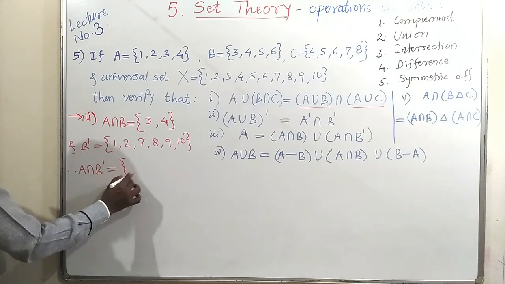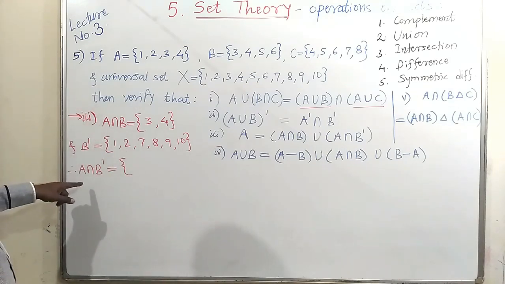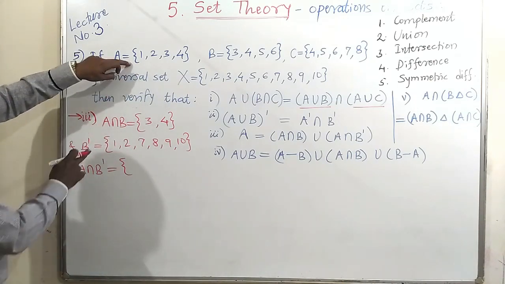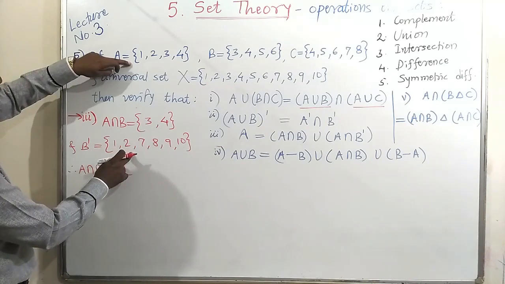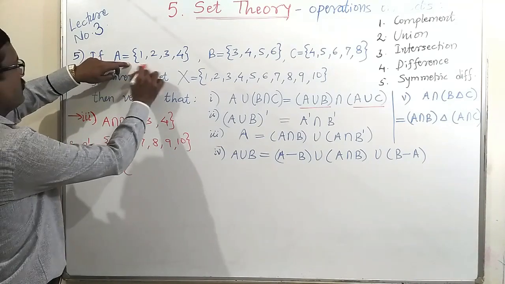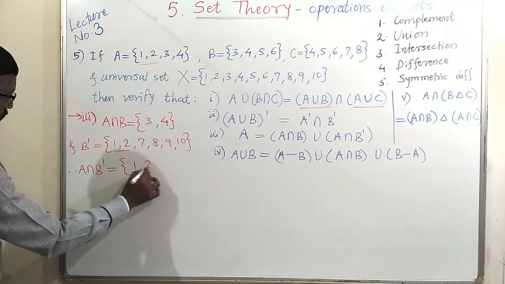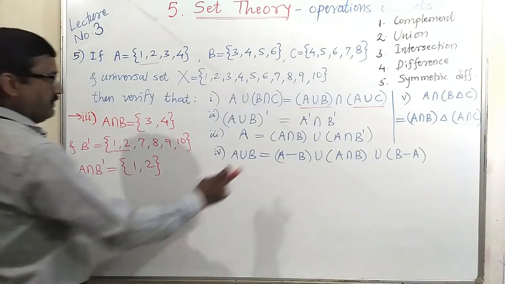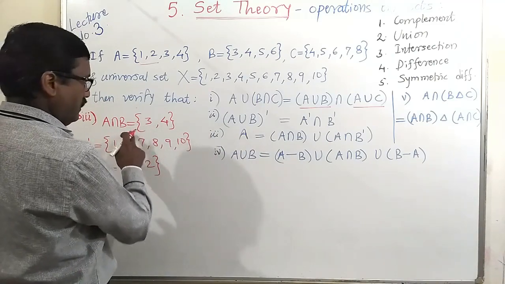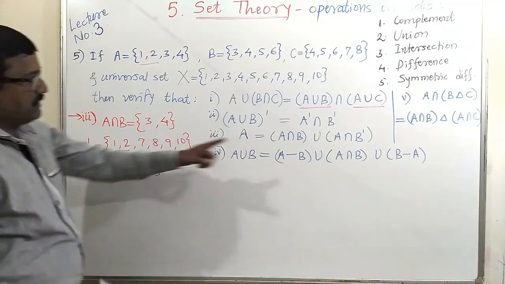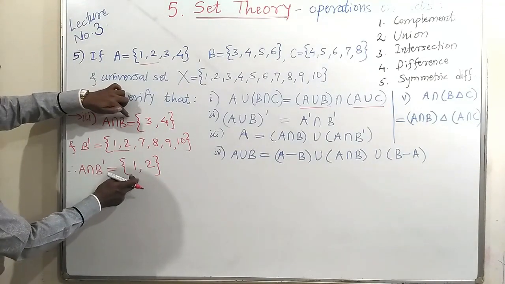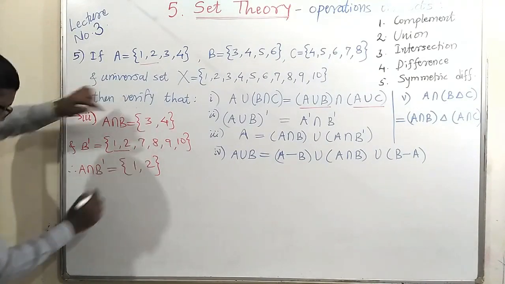So A intersection B complement is equal to the intersection of A and B complement. A is here 1, 2, 3, 4, and B complement is this. The intersection contains only two common elements, 1, 2. Okay. Now we require A intersection B and A intersection B complement. And to the right, union is given. So take the union of these two sets. The union of these two sets is nothing but 1, 2, 3, 4.